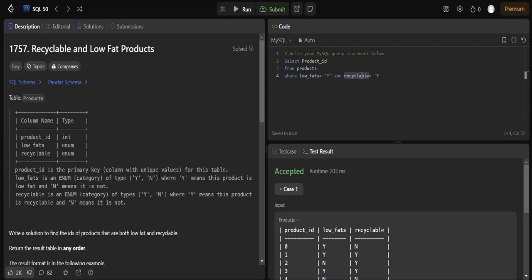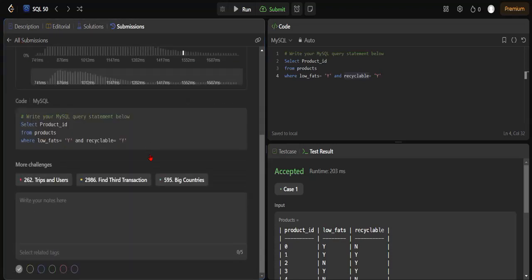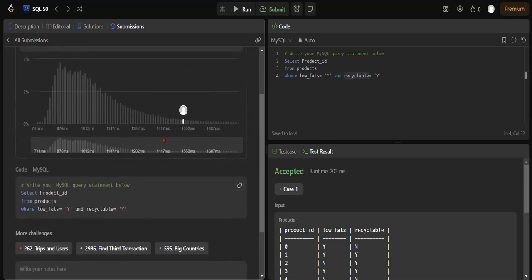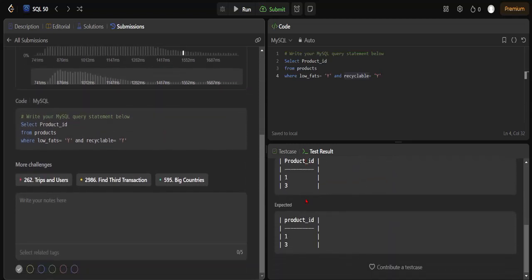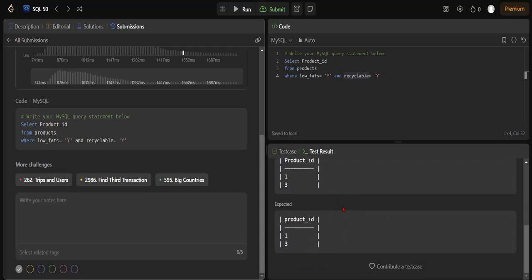This is one of the very basic problems that you would see, and let's submit this particular solution and find the results. All right, so here our solution has been accepted, and the runtime is 203 milliseconds. This way we have solved the first basic problem using a where clause.